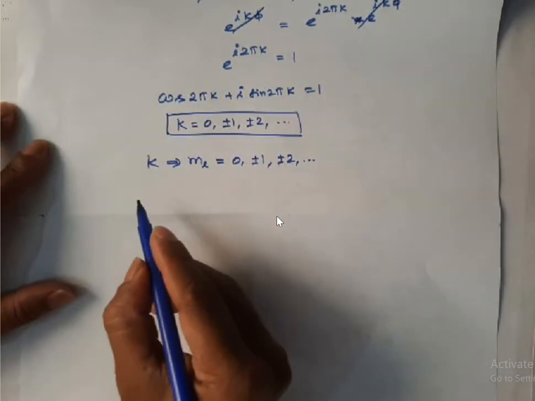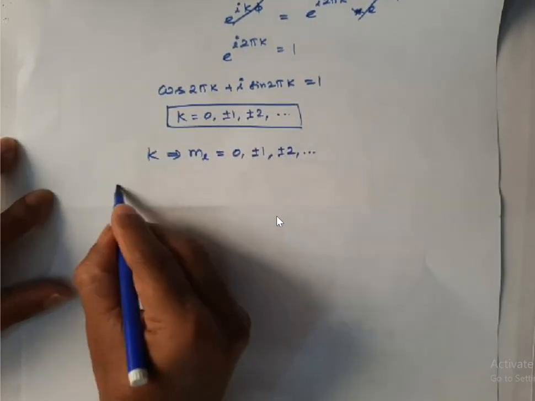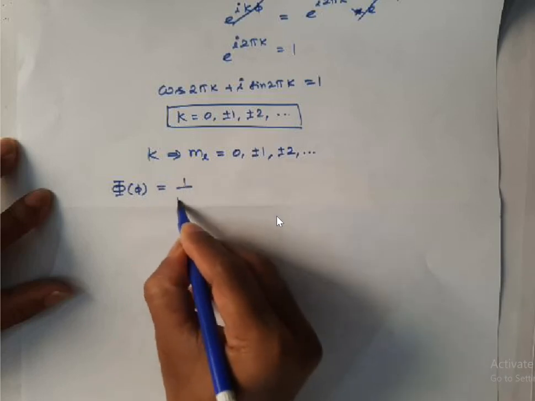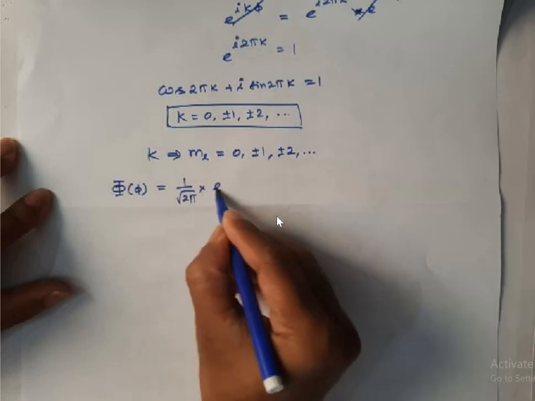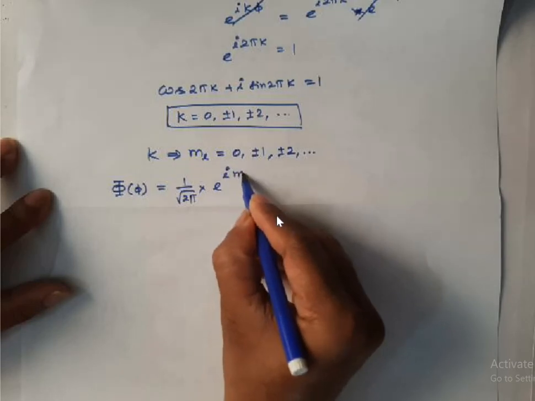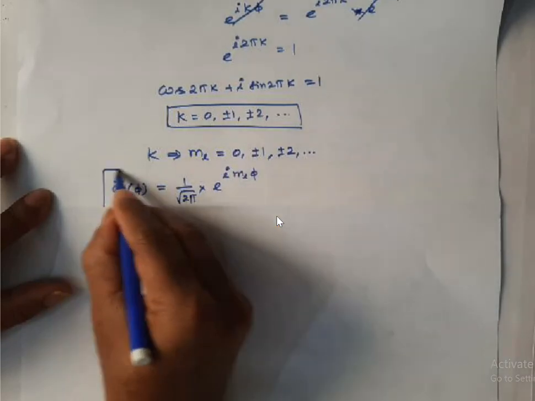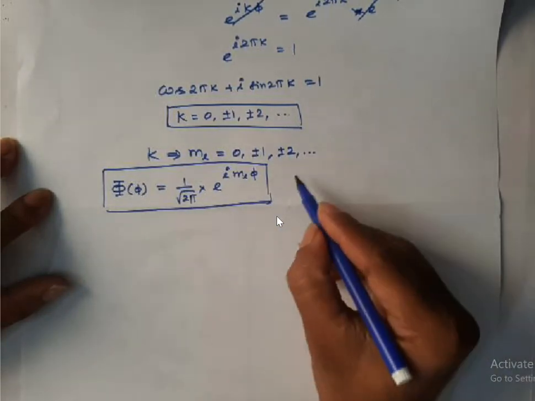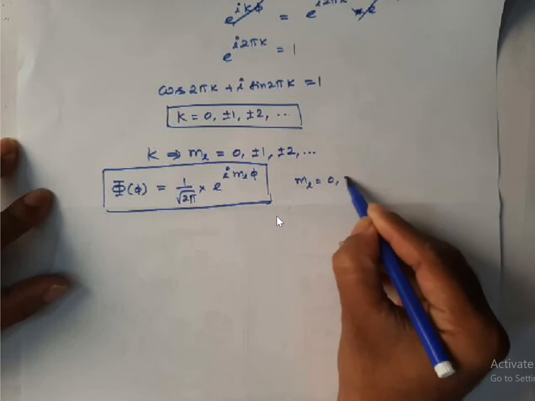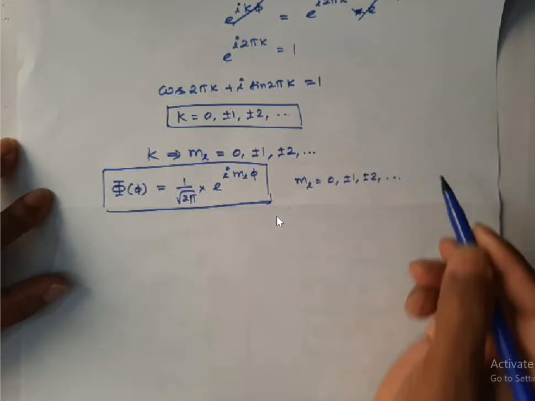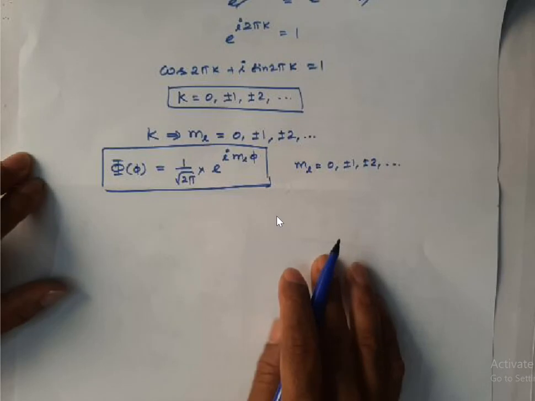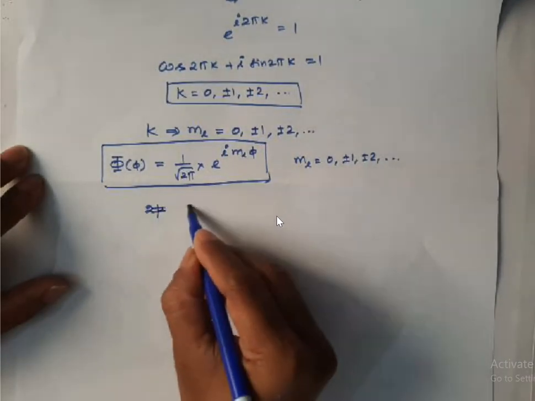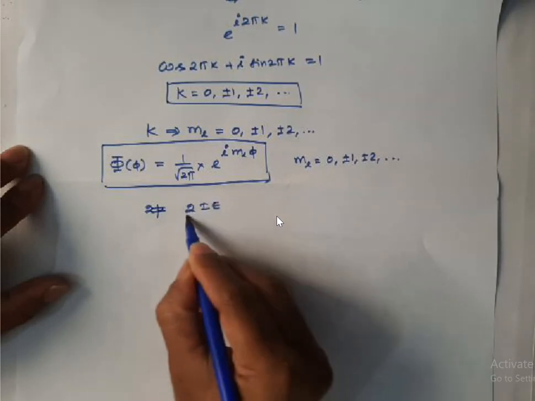Therefore, the wave function phi, which depends on the variable phi, equals 1 by square root of 2 pi into e power i ml phi. So this is the wave function formula, and here ml can take the values 0, plus or minus 1, plus or minus 2, etc. Okay, and what's the expression for energy? You know very well, 2 I E by h bar square.